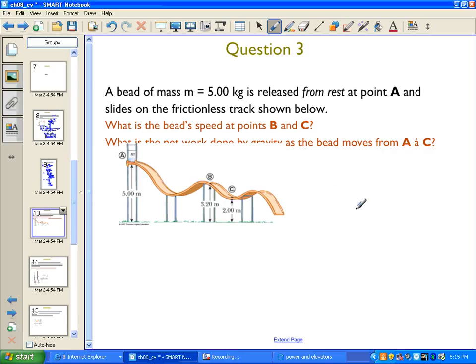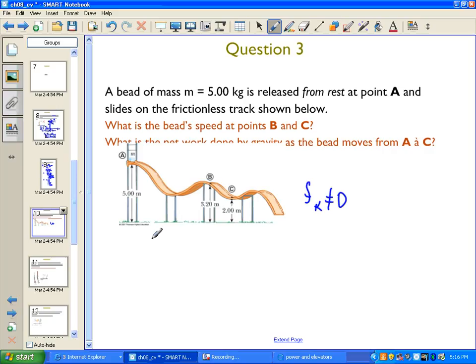Here we are told that there is a bead of little mass m, 5 kilograms, released from rest at the top of this slide, position A. The slide is frictionless, so that guarantees us that there are going to be no non-conservative forces acting on the system. Energy is conserved. We're asked to determine the speed of the bead at points B and C and the net amount of work done by the force of gravity as the bead goes from A to C.